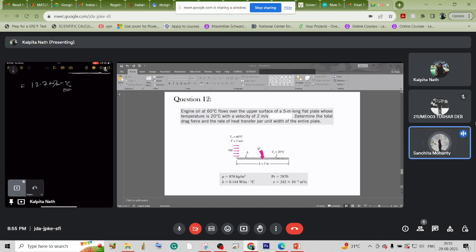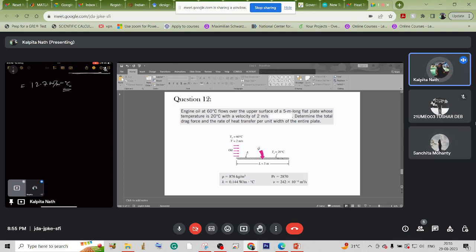Ma'am, the CP value is not given. Which one? CP value. Where do you need the CP value? In that Boltzmann's equation, in the formula for HCX. Boltzmann analogy you will be using there.